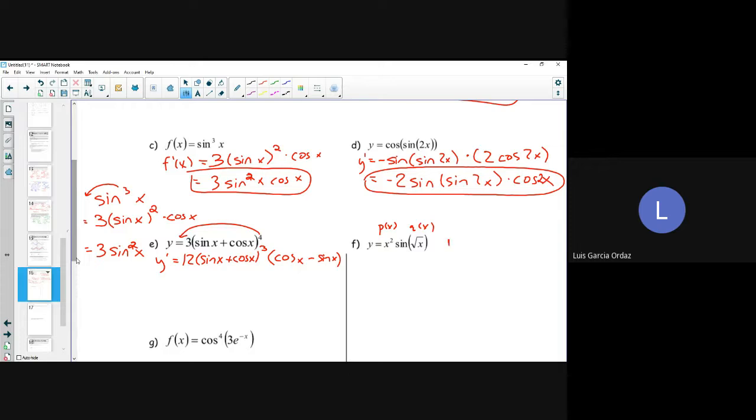So my p prime of x would be 2x, and my q prime of x would be, I could also write this as x to the 1/2. So I can get 1 over 2 x to the negative 1/2 times cos of square root of x.